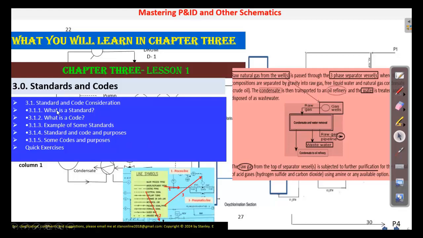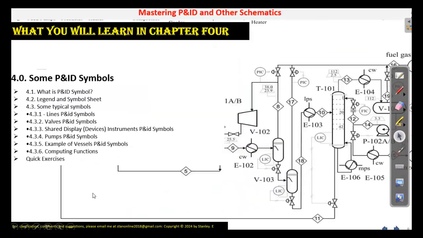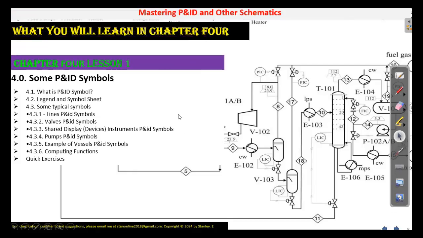Standard and code consideration. What is a standard? What is a code? Examples of some standards. Standards and codes and purposes. Some codes and purposes. And of course, some quick exercises. In chapter 4, we are going to be looking at some P&ID symbols. What are P&ID symbols? Legend and symbols sheet.